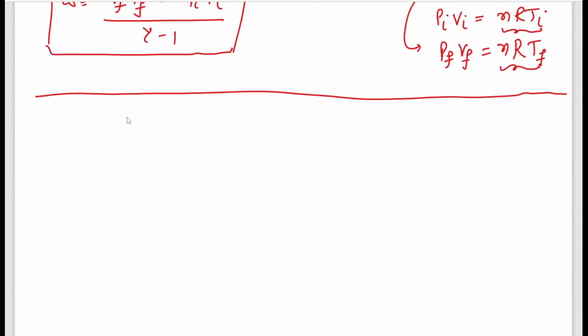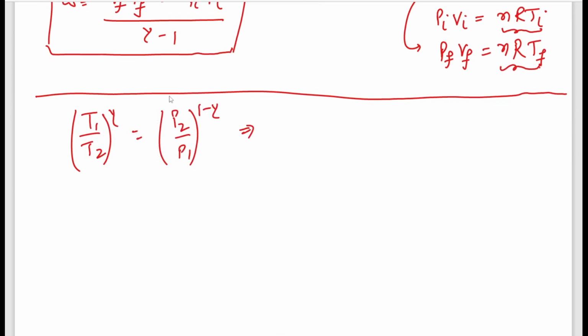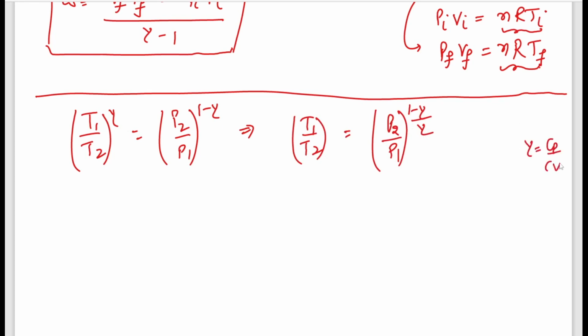There is one more expression for adiabatic processes. One is (T1/T2)^gamma = (P2/P1)^(1 − gamma). In this case, first of all, take gamma to this side. It will be T1/T2 = (P2/P1)^((1 − gamma)/gamma). We know that gamma is equal to Cp over Cv, so we can fill its value here.